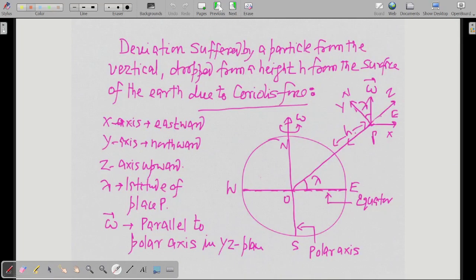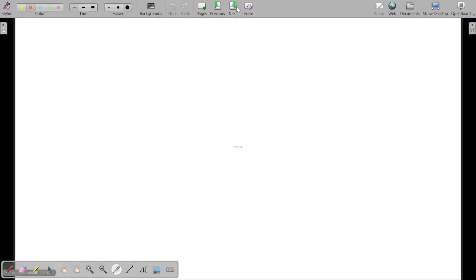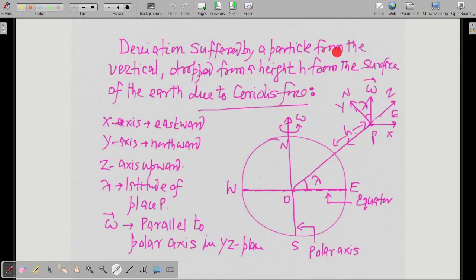We will do from here onwards, that is, the deviation suffered by a particle onwards, in the next class. But remember this particular fact: the centrifugal force is numerically equal to centripetal force, but it is opposite in direction. This fact you must remember, okay. From here onwards we will do in the next class, that is, the deviation suffered by a particle from the vertical when dropped from a height h.